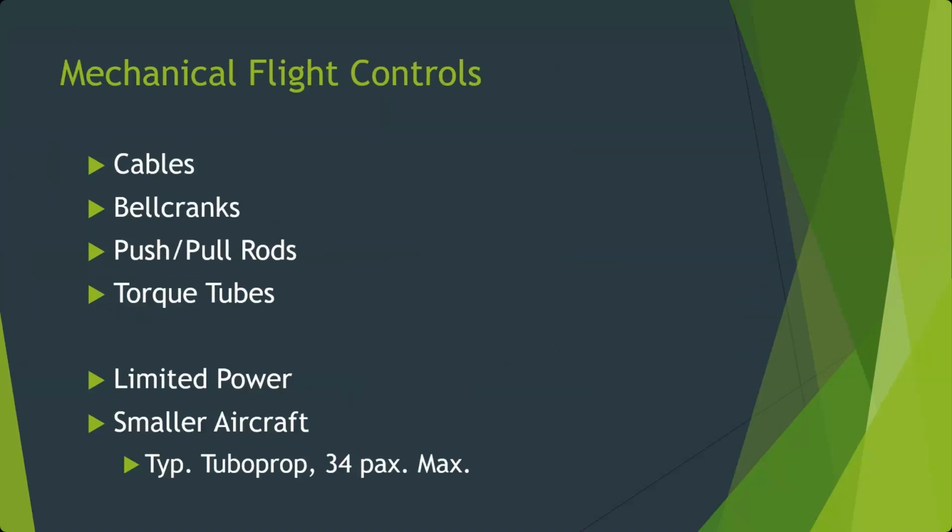So the first one, mechanical flight controls. These are your cables, the flight controls where from the yoke to the flight control surface itself, you have things like cables and bell cranks, push-pull rods, torque tubes, and these are going to provide limited power. So on small aircraft at lower speeds where there's not massive forces on the flight control surfaces, a person pushing and pulling and turning and twisting on the inputs on the controls has enough limited power in order to operate them. And typically the largest aircraft you see that might use purely mechanical controls are some of your turboprops in about the 30 to 35 passenger range.